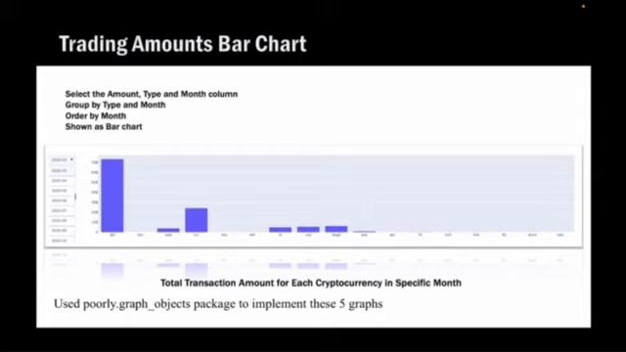To implement these 5 graphs, we utilize scatter, pie, candlestick, and bar chart functionalities in the Plotly graph objects package. We also added button functionalities to filter data, achieved by visibility options for different cryptocurrencies by iterations.